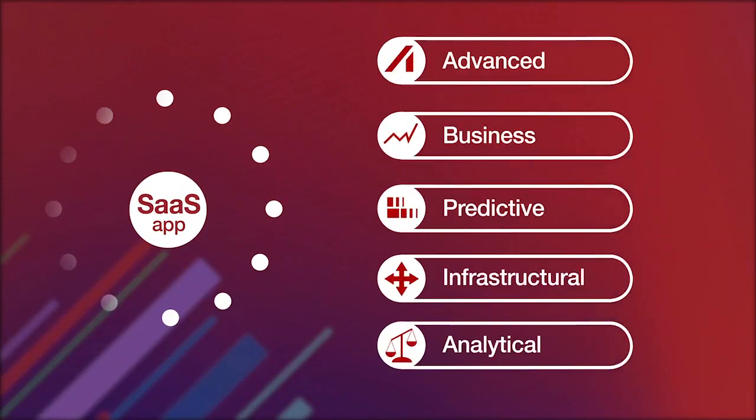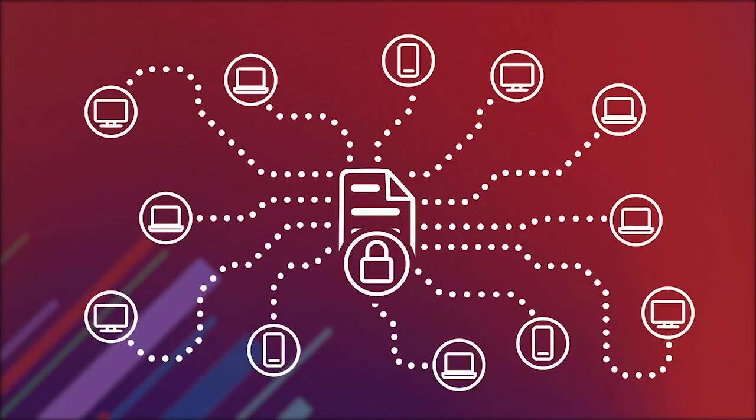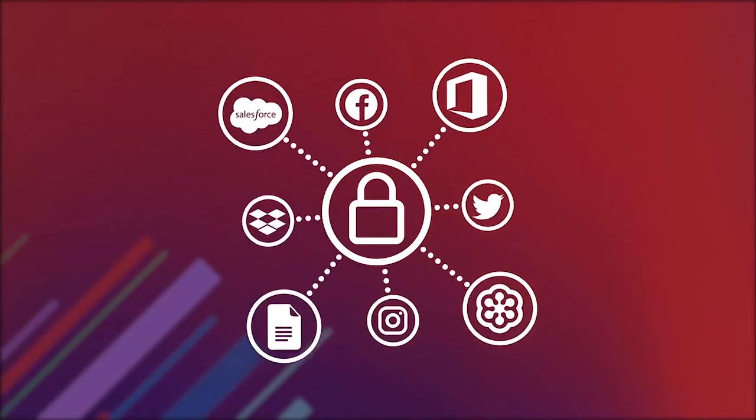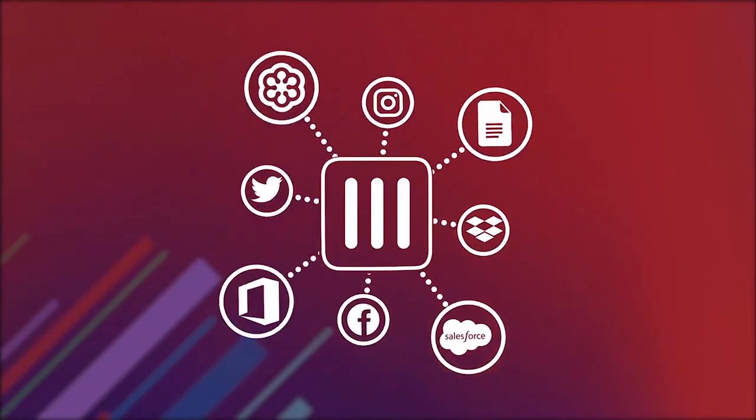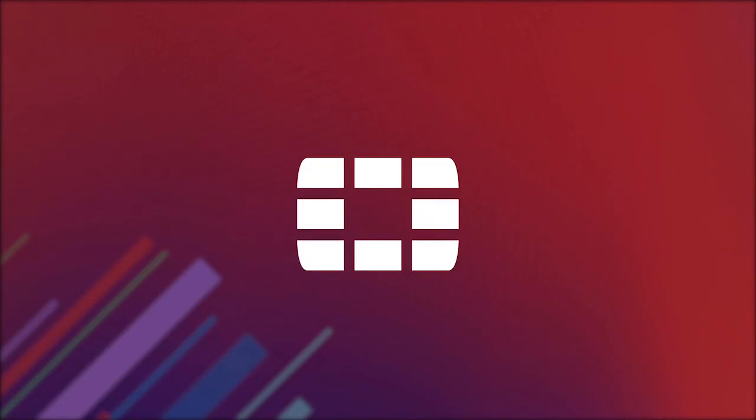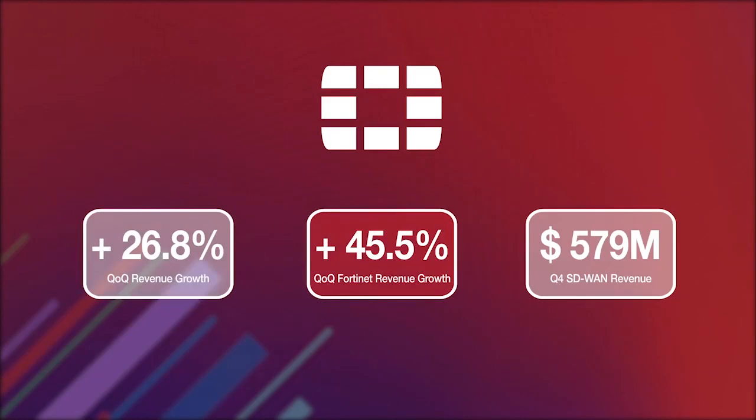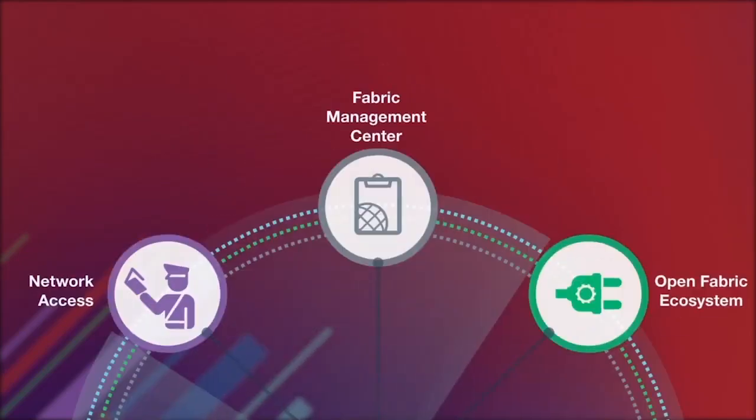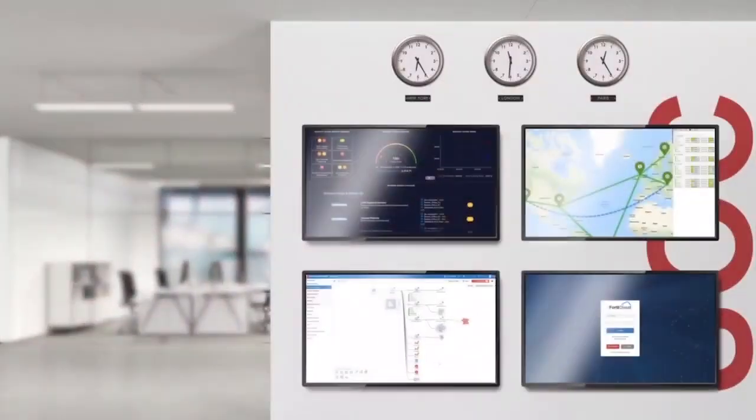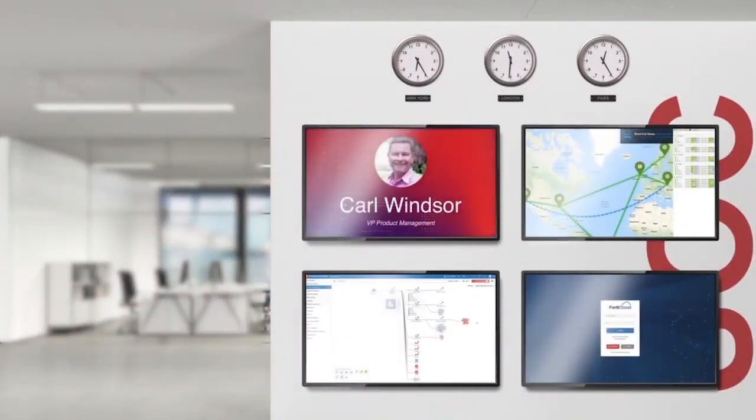The rapid adoption of SaaS applications and data mobility has created an explosion of SD-WAN deployments. With a comprehensive security solution combined with a sophisticated networking stack, FortiGate is an immediate contender for any opportunity. However, with the pace of change in today's networks, simplicity and ease of use are paramount. In 2020, the Fabric Management Center is expanding to include simplified, minimal-touch SD-WAN orchestration. For a closer look at the product in action, please welcome VP of Product Management, Carl Windsor.